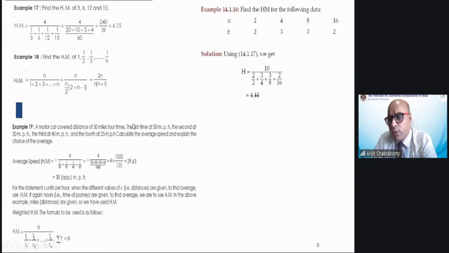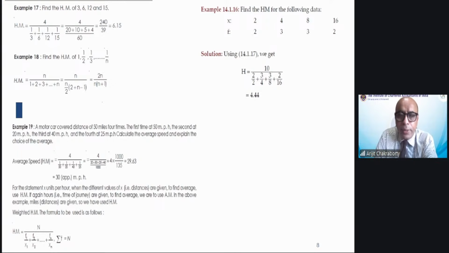So we see 14.1.16 here. Find the harmonic mean for the following data. We are given values of x: 2, 4, 8, and 16, and we have been given the corresponding frequencies. So x is assuming 4 different values with 4 frequencies. Using the formula for grouped frequency distribution, we get the harmonic mean here. The total frequency is 10, so capital N becomes 10.